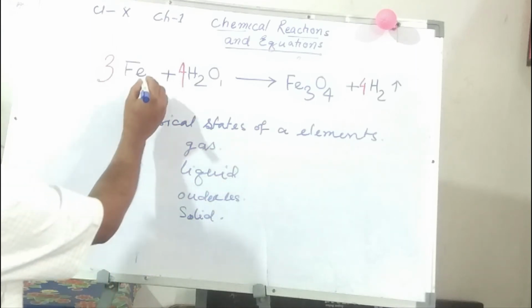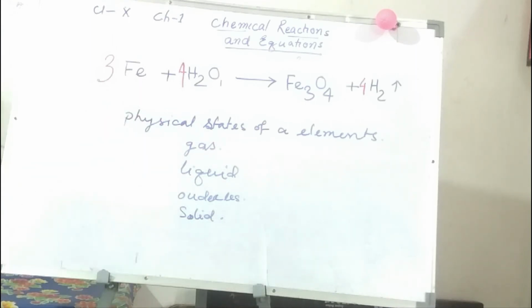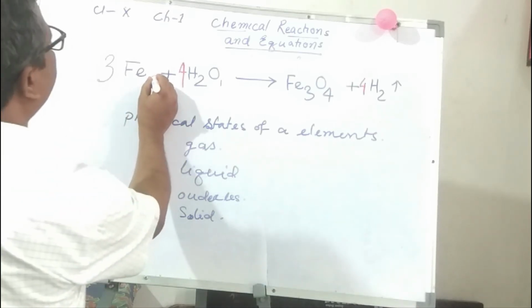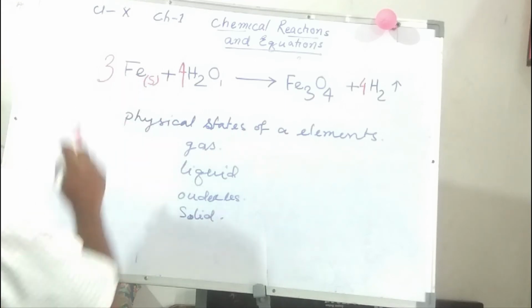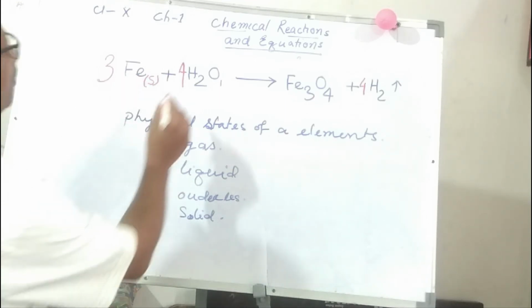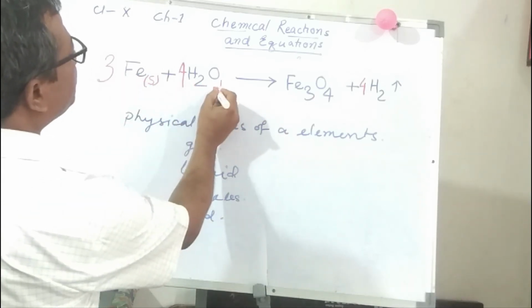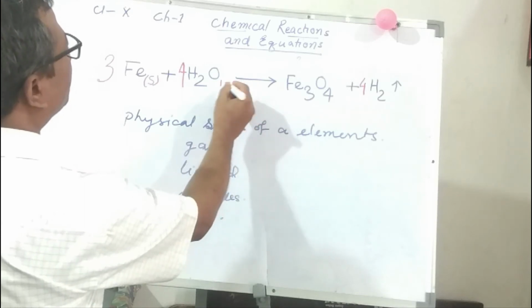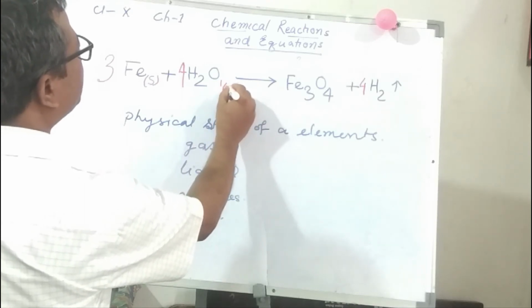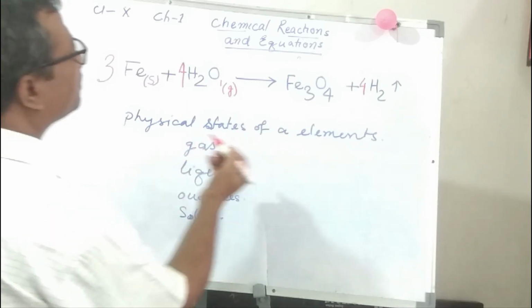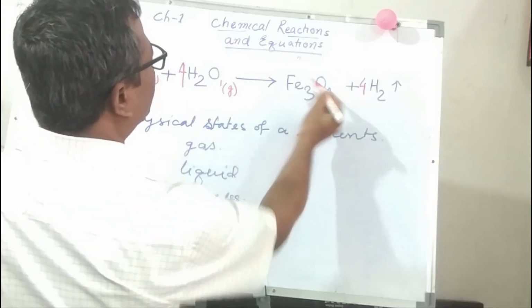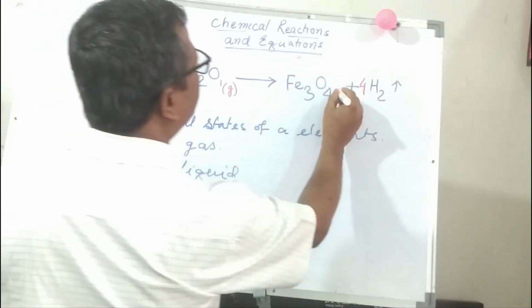Now iron here is gaseous, liquid or solid? Yes, it is solid. In the chemical reaction we write the state symbol near it. Here water is heated. This is gaseous. The G indicates gaseous. Iron oxide, it is solid.